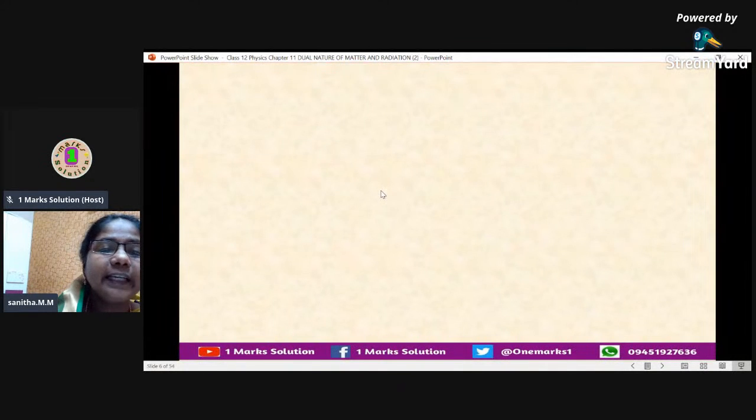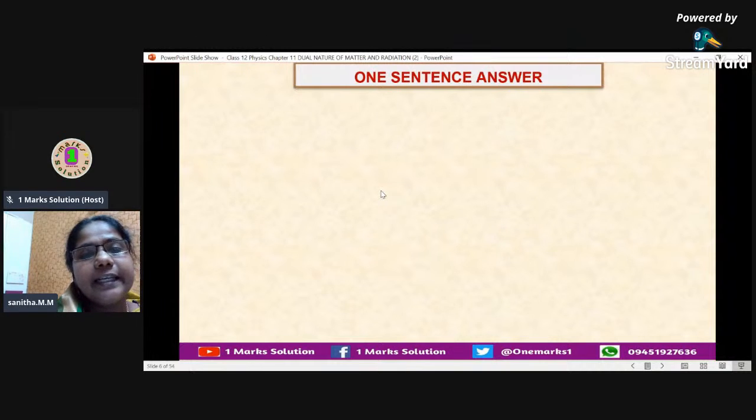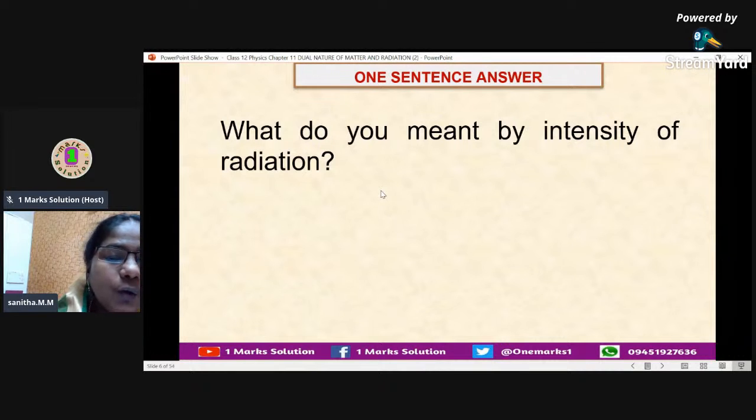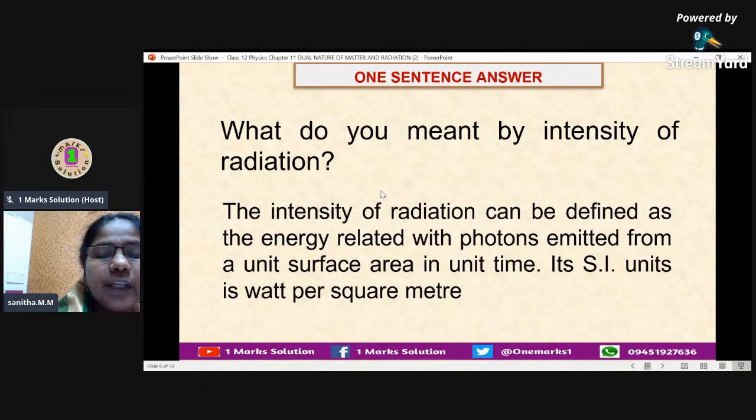Now we'll go for the second part of the question, that is the one sentence answer. What do you mean by intensity of radiation? If you want to go deep into the chapter on photoelectric emission, or emission of electrons, you should know what intensity means. When light is incident on a surface, you should know how much intensity there is. You should know the strength of the radiation. We can say intensity means strength. Strength means the number of photons per unit time, per unit area. That is very, very important.